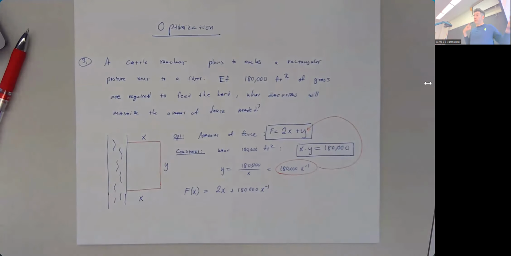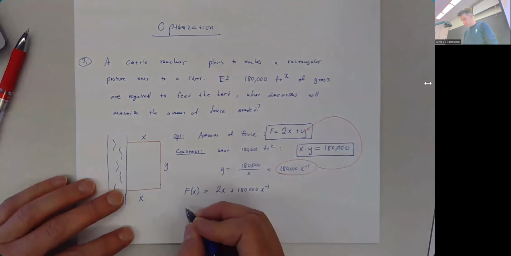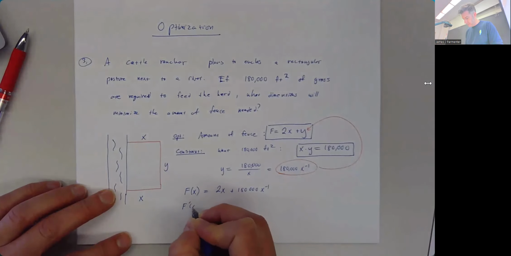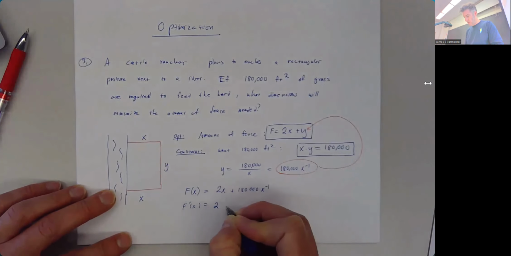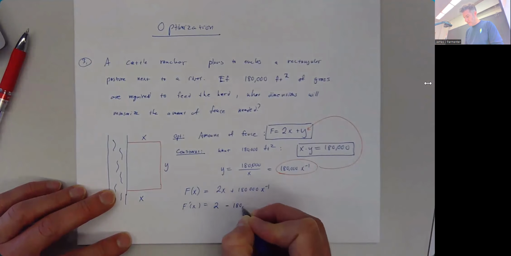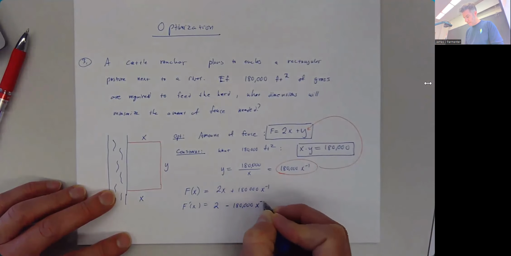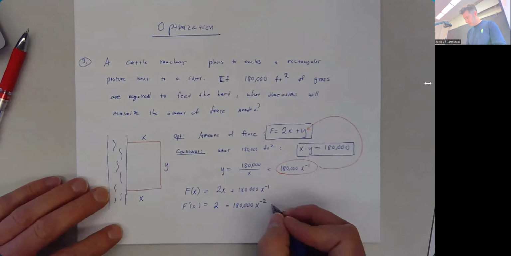And now we're going to do the usual thing. We're going to take the derivative and we're going to set it equal to 0 to hopefully minimize this function. Now, we will need to check to see that it actually is a minimum, because when you find critical values, it could be a max or a min. So we're going to take our derivative. It's going to be 2 minus 180,000 x to the negative second. And we're going to set that equal to 0.